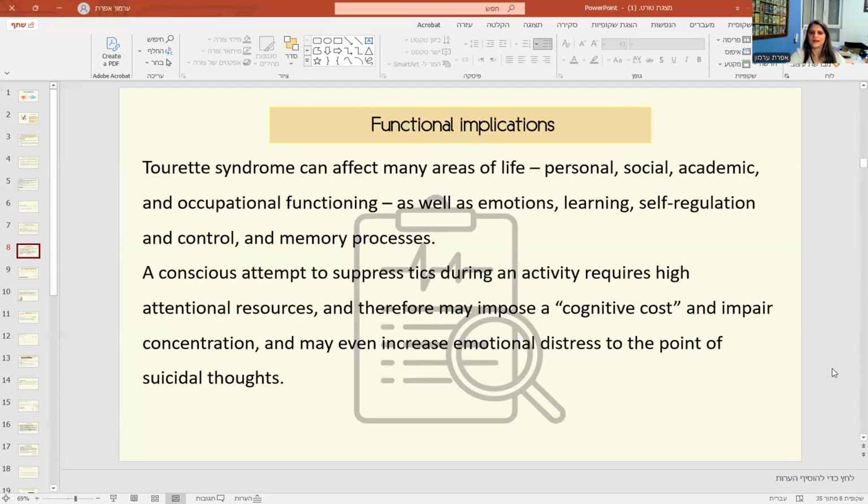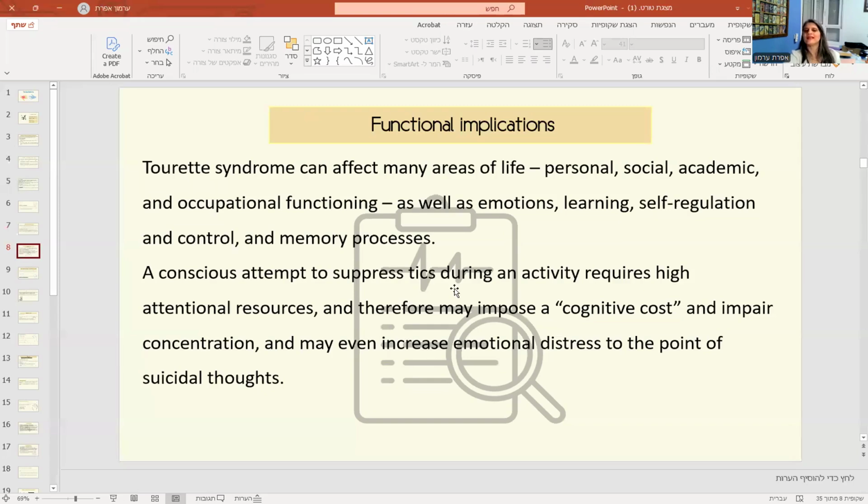Functional implications. Tourette syndrome can affect many areas of life: personal, social, academic, and occupational functioning, as well as emotion, self-regulation and control, and learning and memory processes. All this they pay because they have this syndrome or the tics.